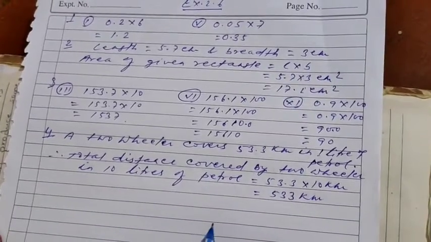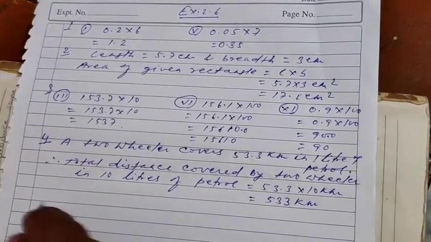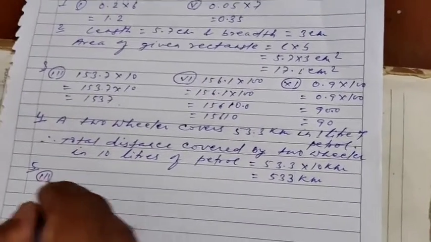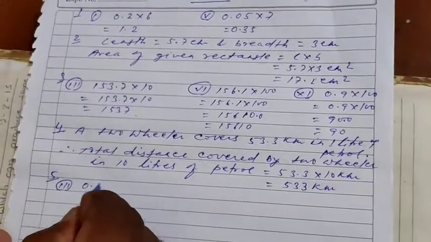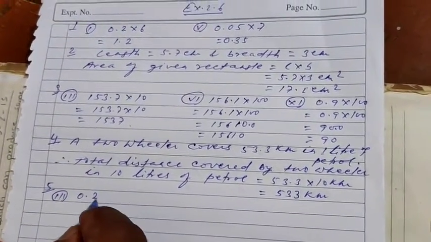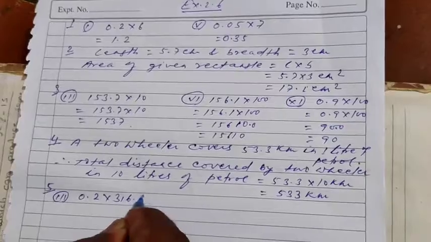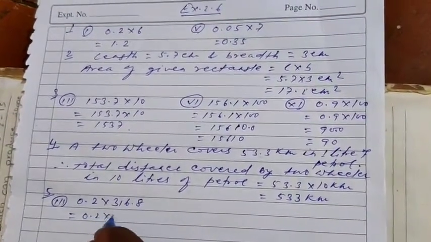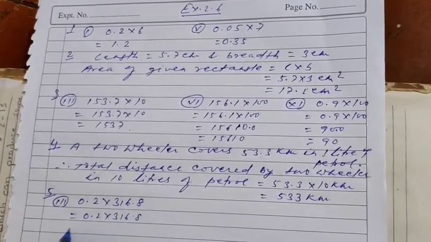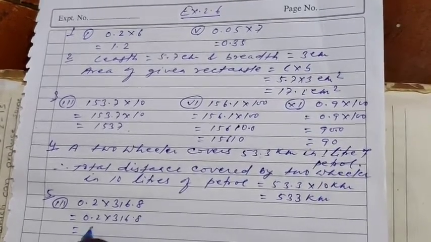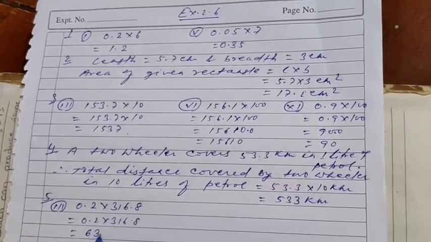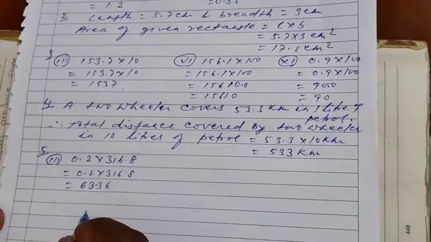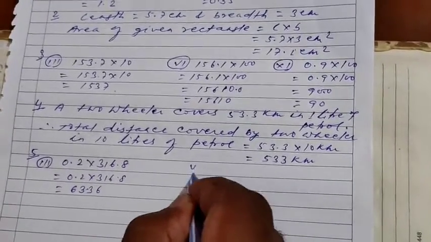Now question number 3 of 5. 0.2 into 316.8. This equals 0.2 into 316.8 will be equal to 6336, and we write decimal after 2 places. This is the answer.